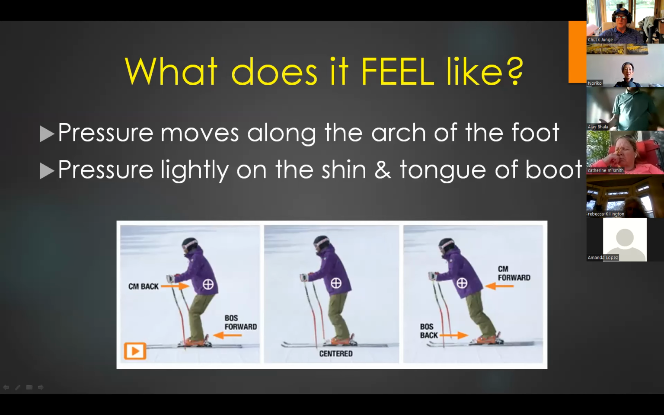I know some other folks think about it a little bit differently. But where do you guys feel that? Do you ever think about that when you're in ski boots or skiing? Where that pressure is? For me, it's the ball of the foot. A lot of people say the ball of the foot. What about you, Noriko? Where do you tend to feel it?